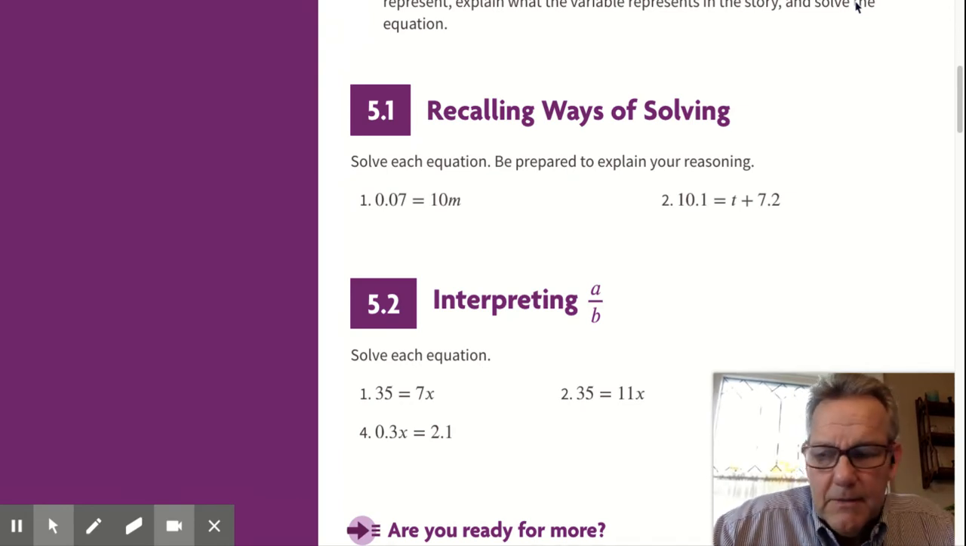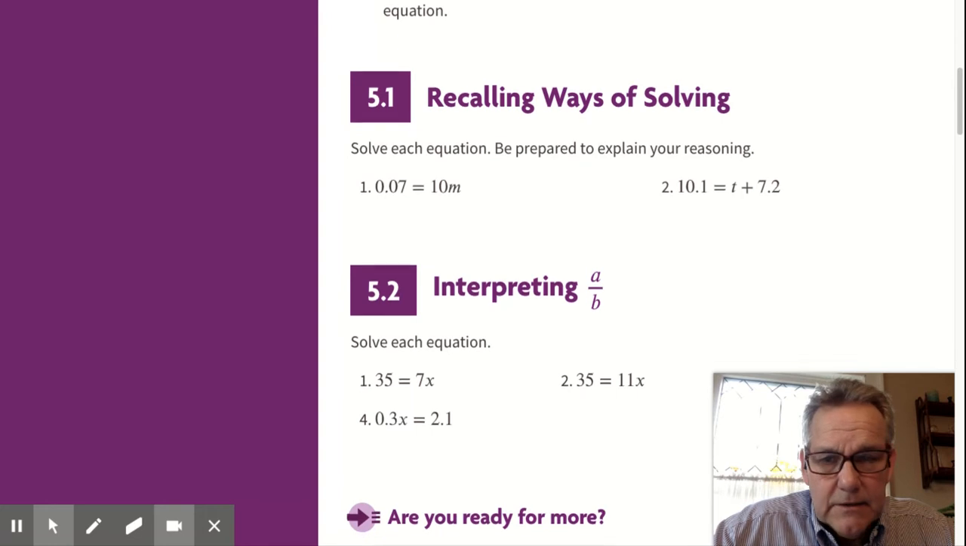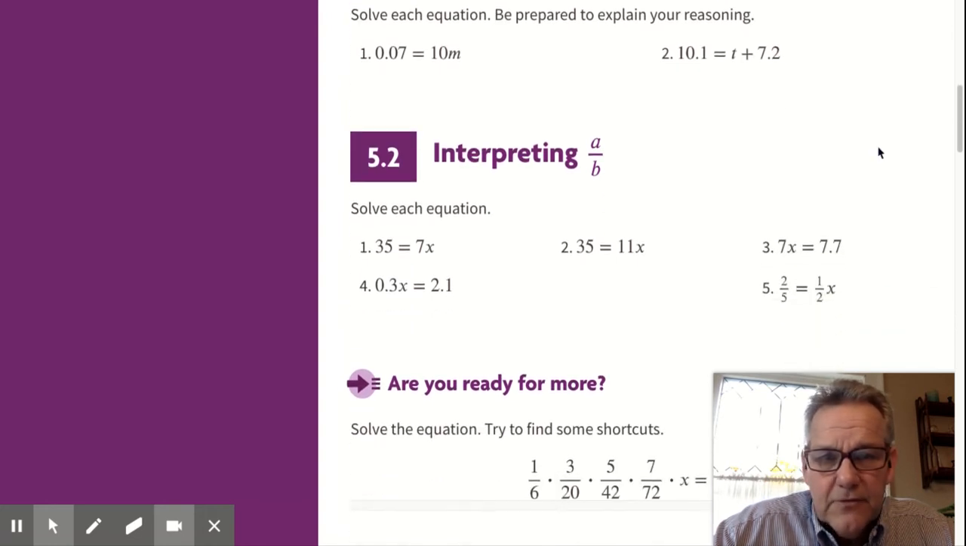You probably came up with 2.9, and you'd be right if you did that. Let's put it back into the equation and see if it works. Is 2.9 plus 7.2 equal to 10.1? And of course, the answer is yes. Now let's look at 5.2, which says solve each equation. Again, I'm going to have you pause the video and try to solve these on your own, but let's do the first two together.